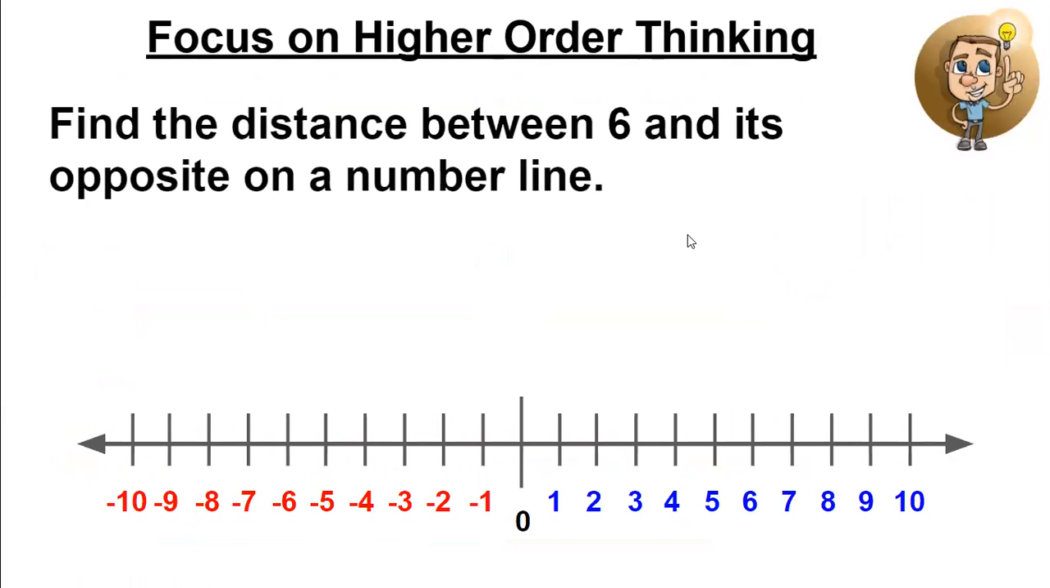Okay, now we'll try one more here. Find the distance between 6 and its opposite on a number line. So let's plot 6. What's the opposite of 6? Right, negative 6, let's plot that. Now what's the distance between the 2 points? Let's see. Well, you know, from here, let's count.